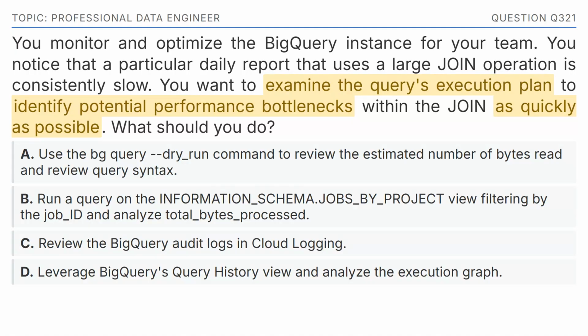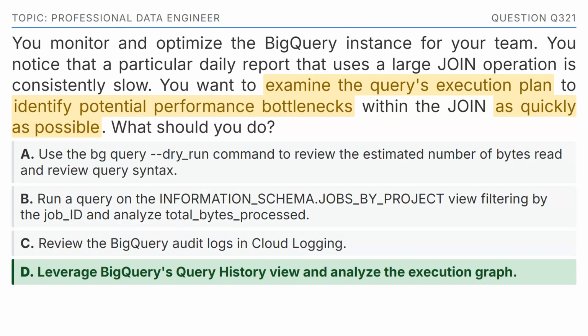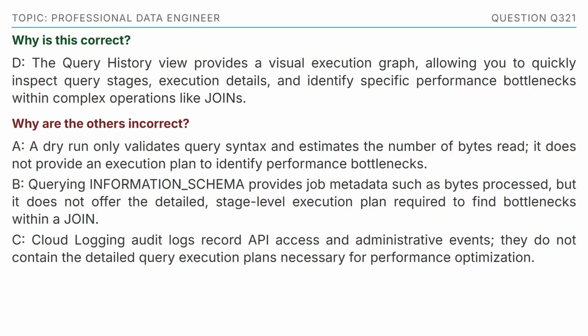To arrive at the correct answer, we focus on the keywords: examine the query's execution plan, identify potential performance bottlenecks, as quickly as possible. The correct answer is option D. Leverage BigQuery's query history view and analyze the execution graph. Why is this correct? D. The query history view provides a visual execution graph, allowing you to quickly inspect query stages, execution details, and identify specific performance bottlenecks within complex operations like joins.